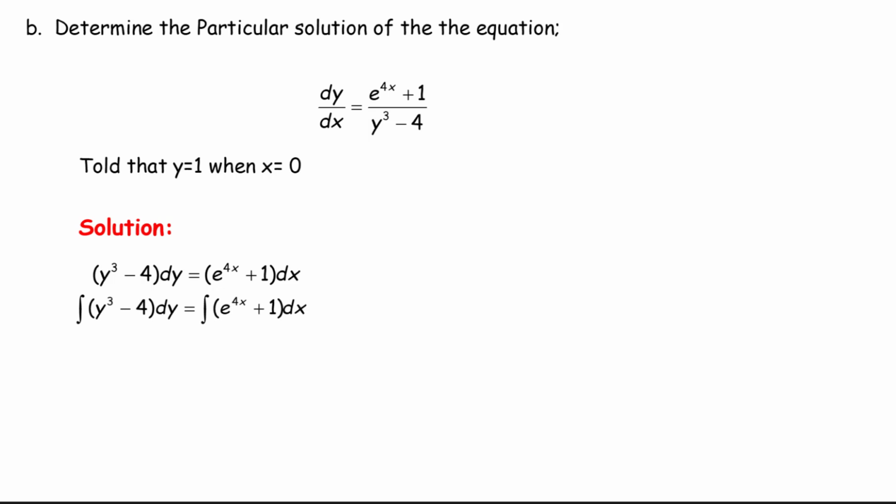Okay, and when we integrate y cubed, we add 1 to the power and we divide by the new power. So add 1 to 3, we get 4, divide by 4.